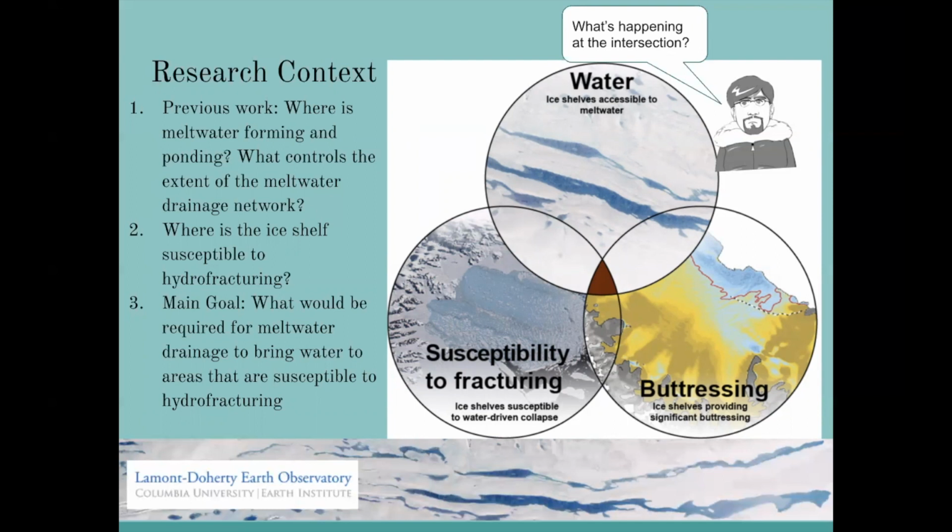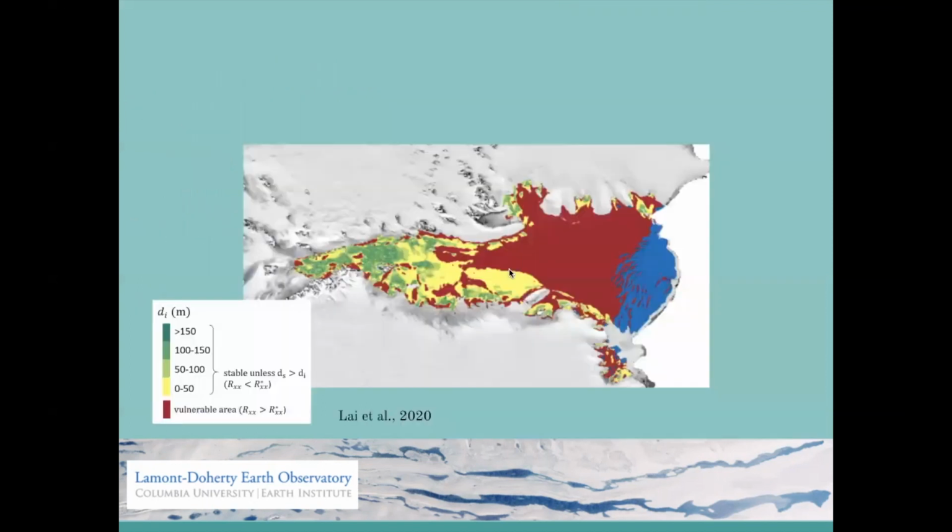And currently, my work is focusing on the intersection. What would be required for meltwater drainage to bring water to areas that are susceptible to hydrofracturing? Or what is in the middle of this Venn diagram?